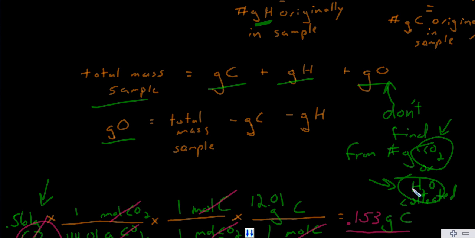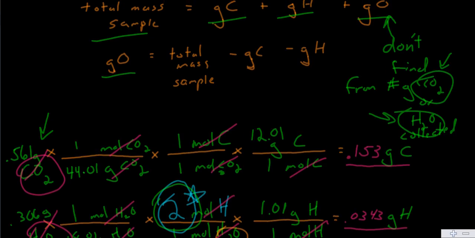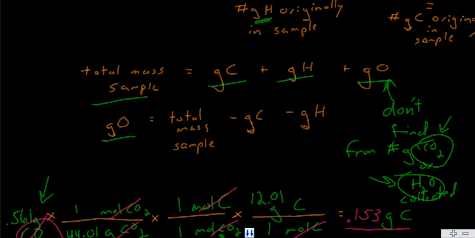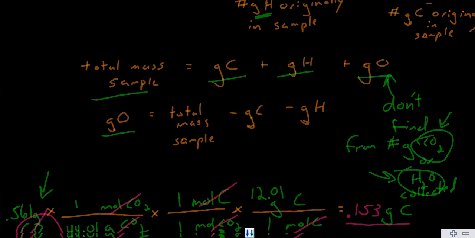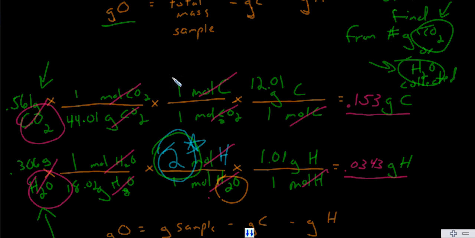Not directly, anyway. Instead, the number of grams of oxygen is found by knowing the total mass of the sample and then subtracting the grams of carbon and hydrogen. And so we're able to find the number of grams of oxygen, and knowing the number of grams of carbon and hydrogen, we can do that by a little bit of stoichiometry. So say in our problem that we collect 0.561 grams of carbon dioxide.